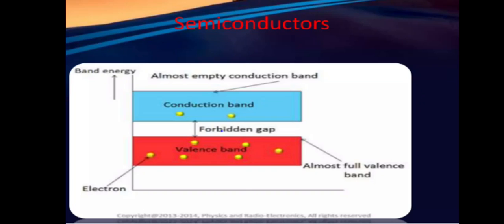And here it is clear that there is a very small forbidden gap between valence band and conduction band. So as the materials get energy, electrons get easily promoted from valence band to conduction band for electrical conduction. Because of small forbidden gap between valence band and conduction band, semiconductors conduct electricity at higher temperature, and at lower temperature semiconductors are basically insulators.